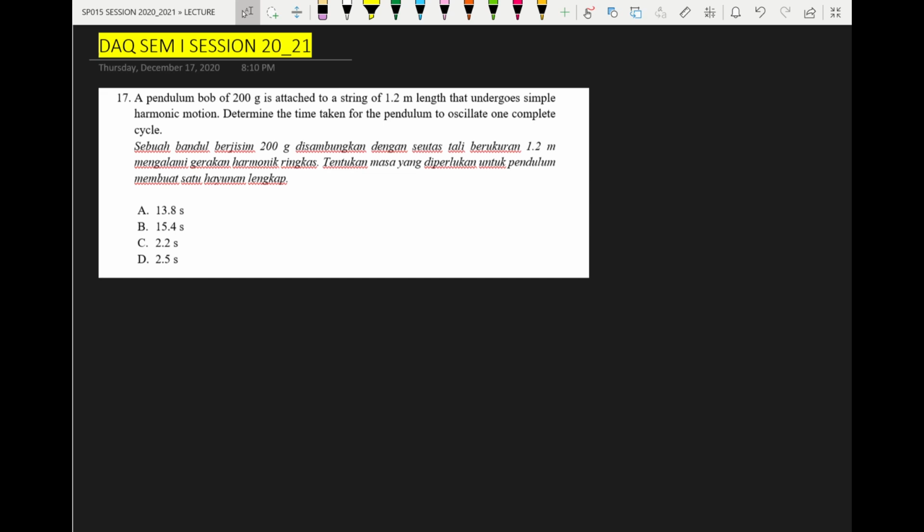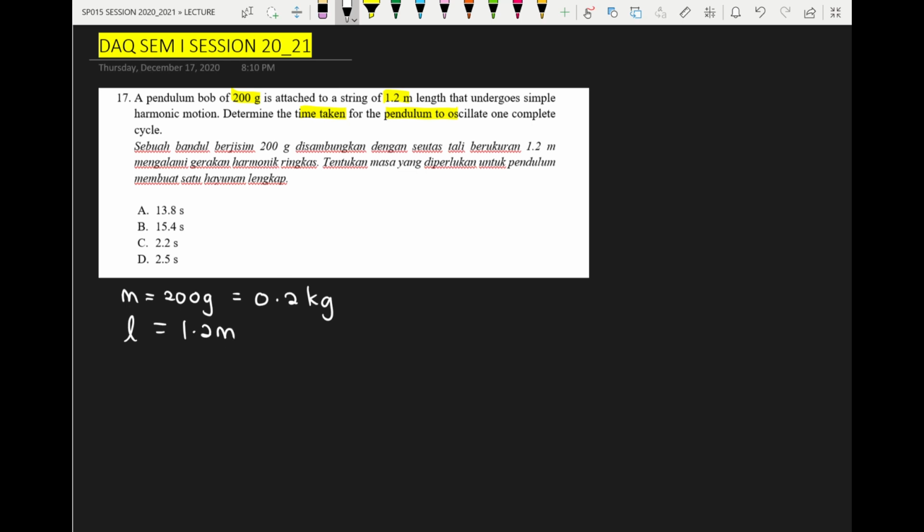Okay, now we will discuss question number 17. Okay, a pendulum bob of 200 grams is attached to a string of 1.2 meter length that undergoes simple harmonic motion. Determine the time taken for the pendulum to oscillate one complete cycle. Okay, so it is simple. First of all, you need to list out all the information given. Okay, so right now you have the mass for the pendulum bob. It is 200 grams. And you need to change into kilogram, into SI unit. So become 0.2 kg. Okay, 0.2 kilogram. And the length for the pendulum is given by 1.2 meters.